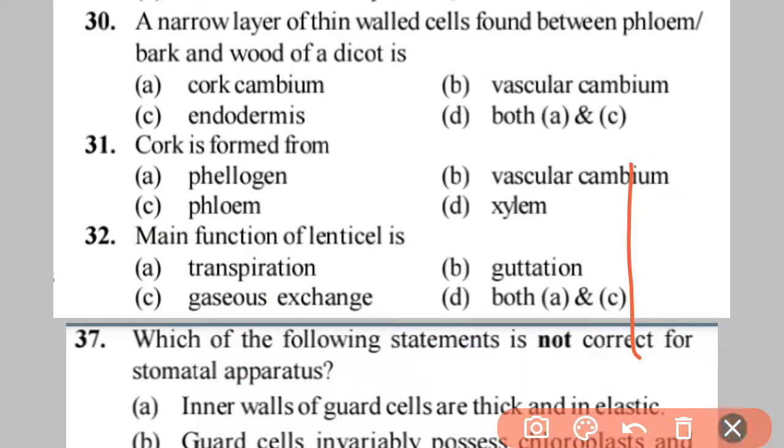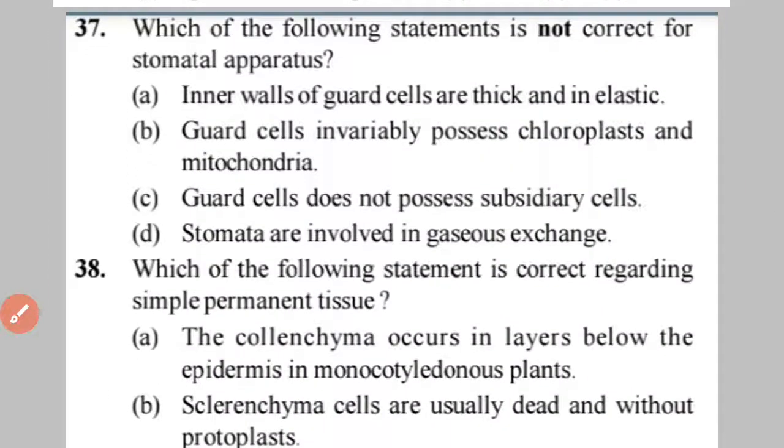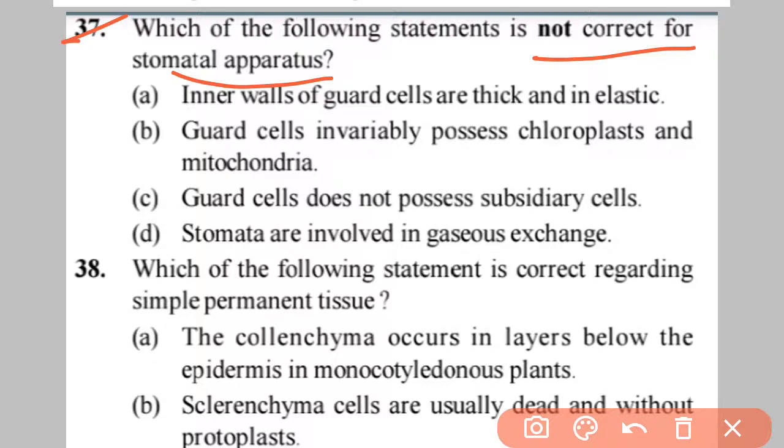Now we have to move on to the next question. The question is, which of the following statements is not correct for stomatal apparatus? So we have to find out the incorrect one here. Option 1 is inner wall of guard cells are thick and elastic.